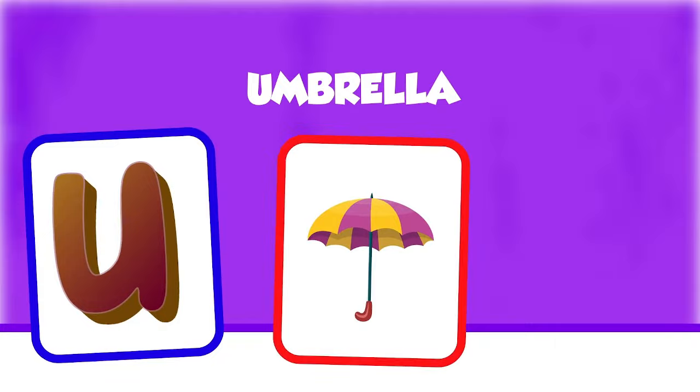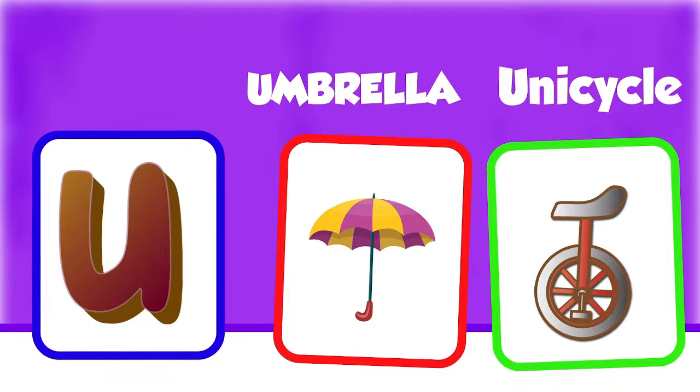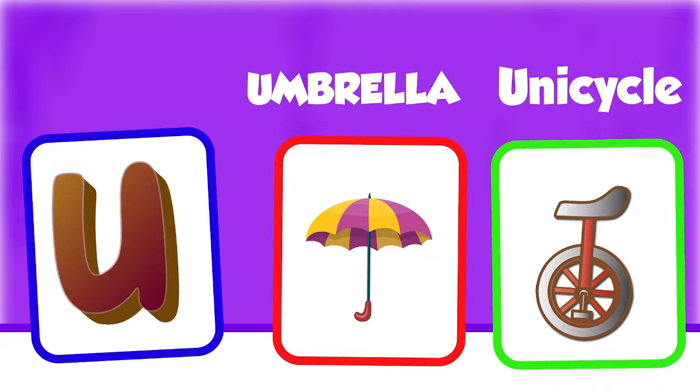Umbrella. U is for unicycle. U, u, unicycle. U is for umbrella. U is for unicycle. V is for vase.